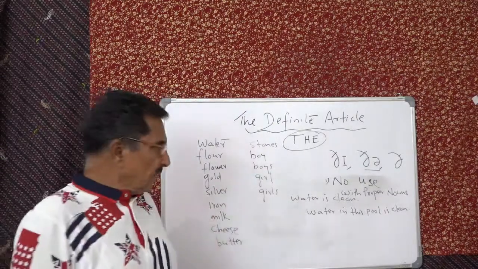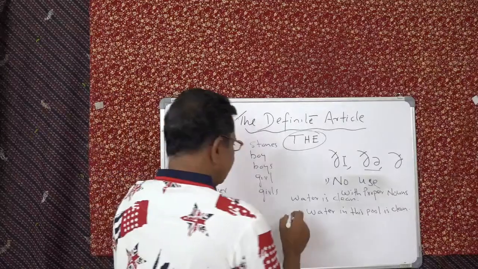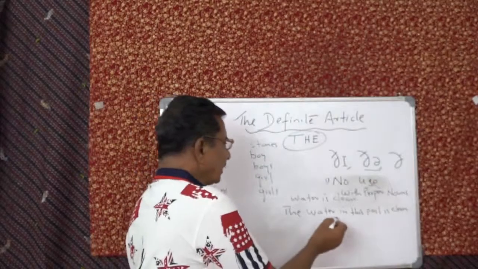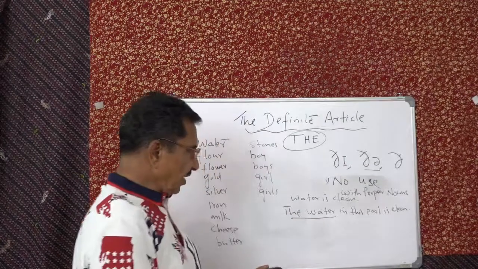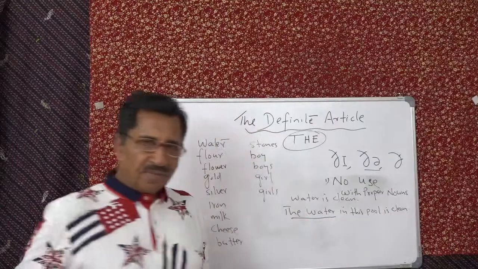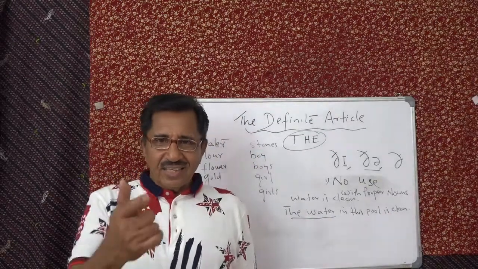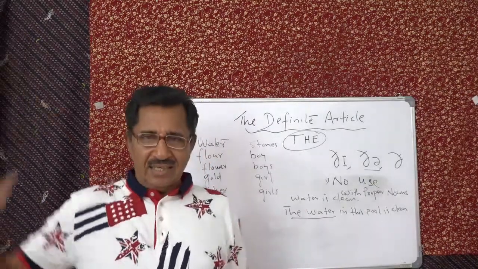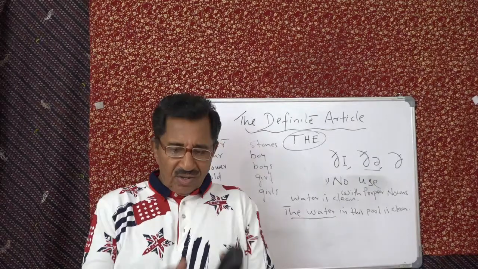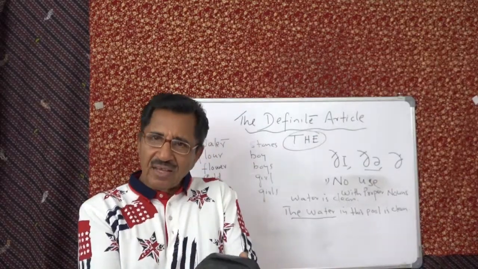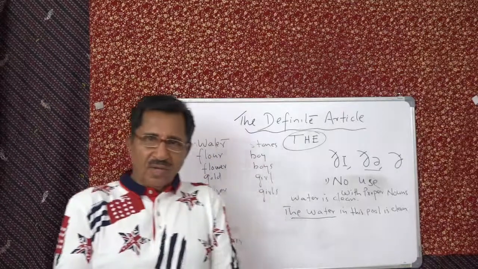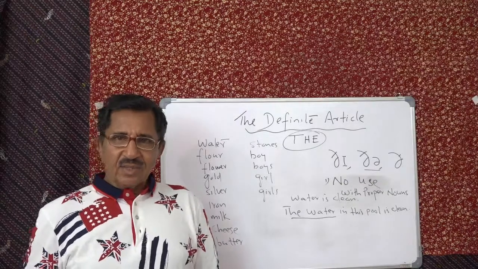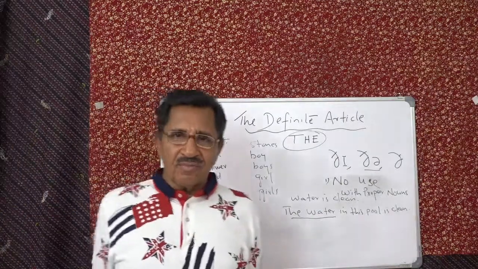But the moment you say the water in this pool is clean, the here means this particular water. Did you get that idea? The water in this pool is clean. That's the thing. That means you are speaking about a specific water, or you are speaking about a particular water. Understand? So, this is the general rule.